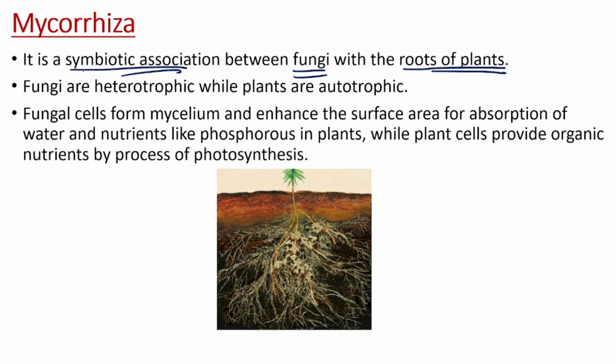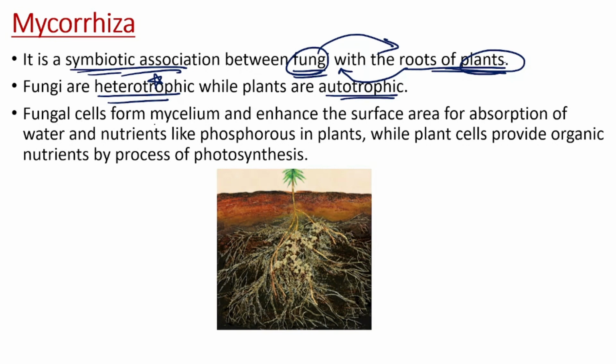In the same way, symbiotic association means both partners help each other. One partner is fungi and the other partner is plants. Now we know that fungi are heterotrophic. What do I mean by heterotrophic? That means they cannot prepare their own food. They depend on plants. And plants are autotrophic. Obviously they can synthesize their own food, because of the pigment chlorophyll.